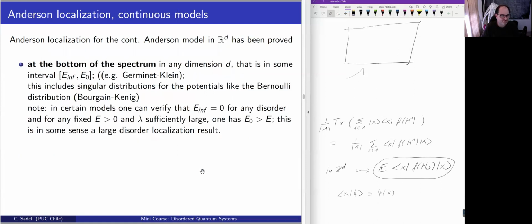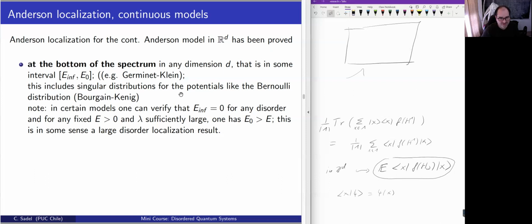For continuous models, what is known? Well, Anderson localization has been proved basically at the bottom of the spectrum in any dimension d. Typically, you have models where there is an infimum energy in the spectrum, and in some interval like this, you find Anderson localization, including for singular distributions of the potential, like the Bernoulli distribution, which is a work by Bourgain and Kenig.